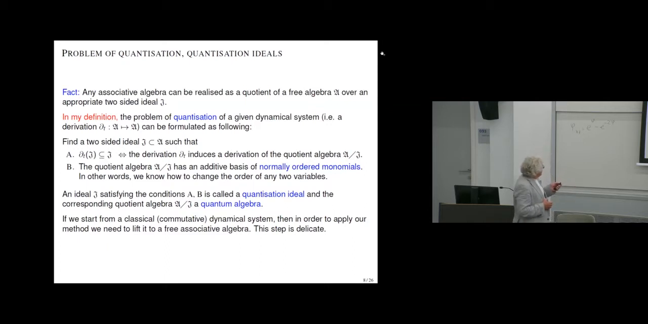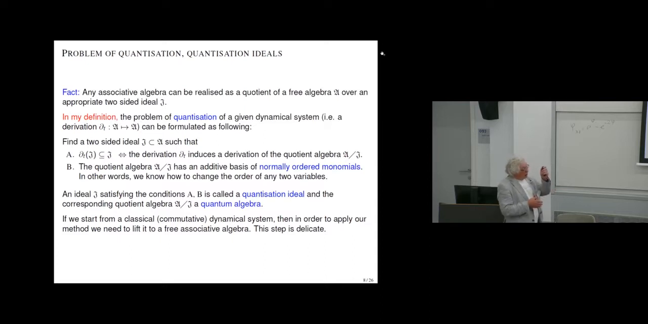Or the suitable two-sided idea. Now the problem focuses on ideals. What I want from these ideals, because I want to consider quotients, is some properties of ideals. And the main property is that ideals should be stable with respect to dynamics.